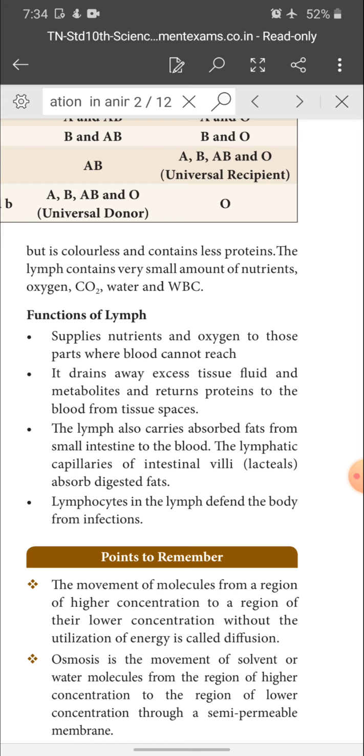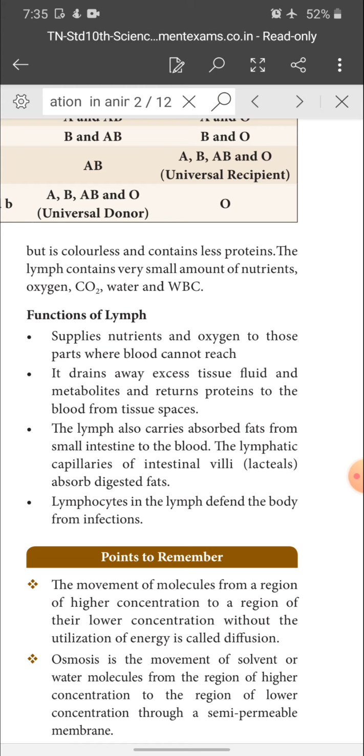It supplies nutrients and oxygen where blood cannot reach. Next, it drains away the excess fluid and metabolites and returns protein to the blood from the tissue space. Next, lymph carries absorbed fat from the small intestine, and since the lymph consists of lymphocytes, it is involved in the defense mechanism of the body. These are the 4 functions of the lymphatic system.